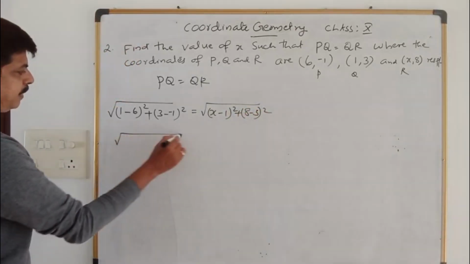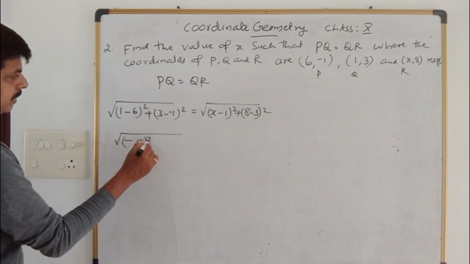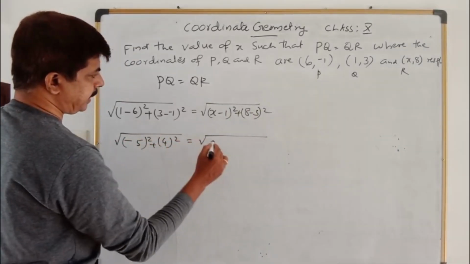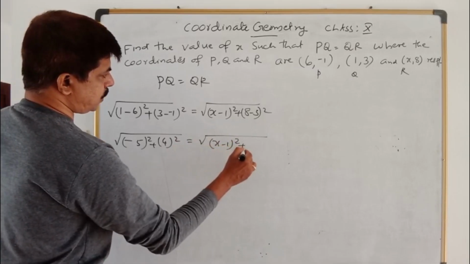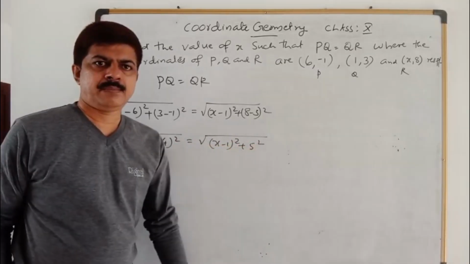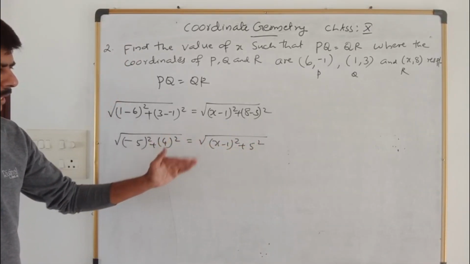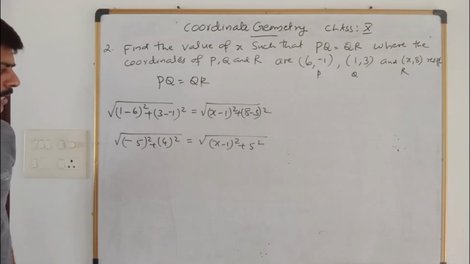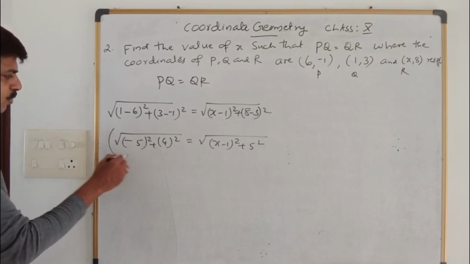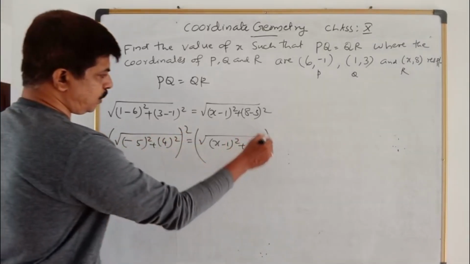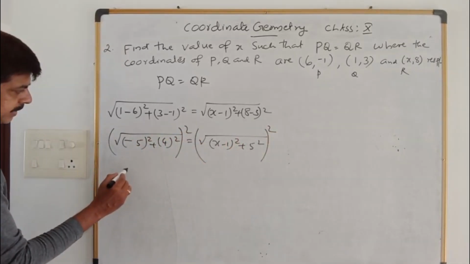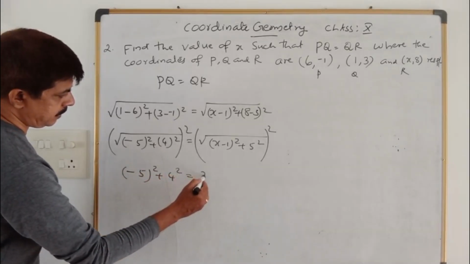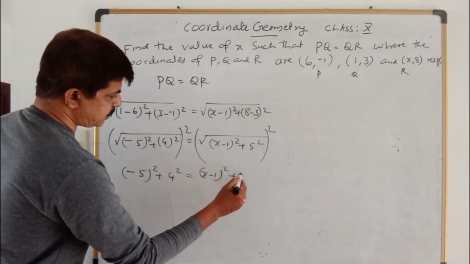So, square root of (negative 5) square plus 4 square equals square root of (x minus 1) whole square plus 5 square. But in this equation we can see square root on both sides, LHS and RHS. So how will you remove the square root? By squaring both sides. So we can remove the square root.